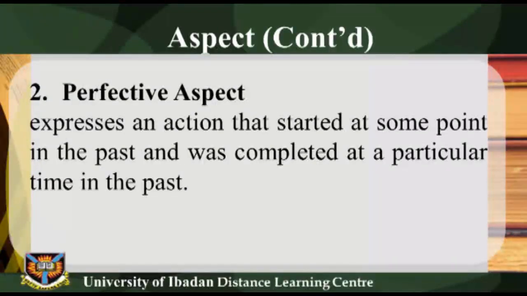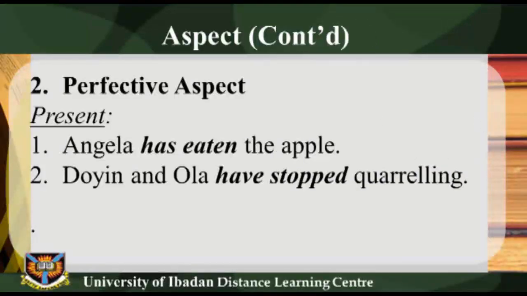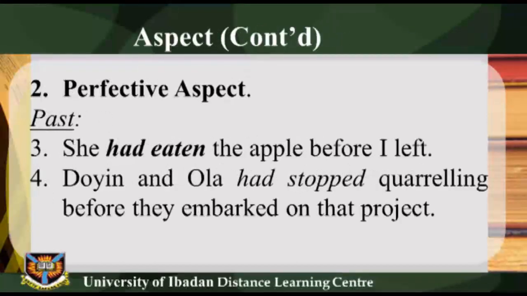2. Perfective aspect. Perfective aspect expresses an action that started at some point in the past and was completed at a particular time in the past. 1. Angela has eaten the apple. 2. Mahmoud and Doll have stopped quarreling. 3. Angela had eaten the apple before David entered the room. 4. Mahmoud and Doll had stopped quarreling before they embarked on that project.